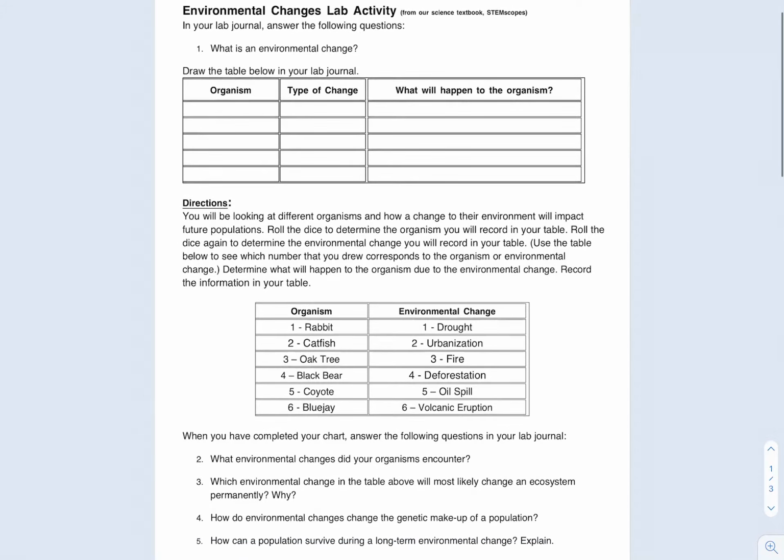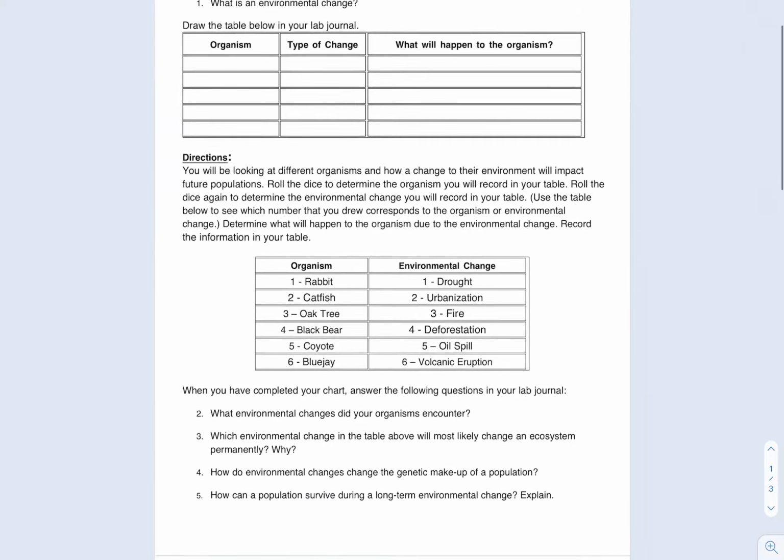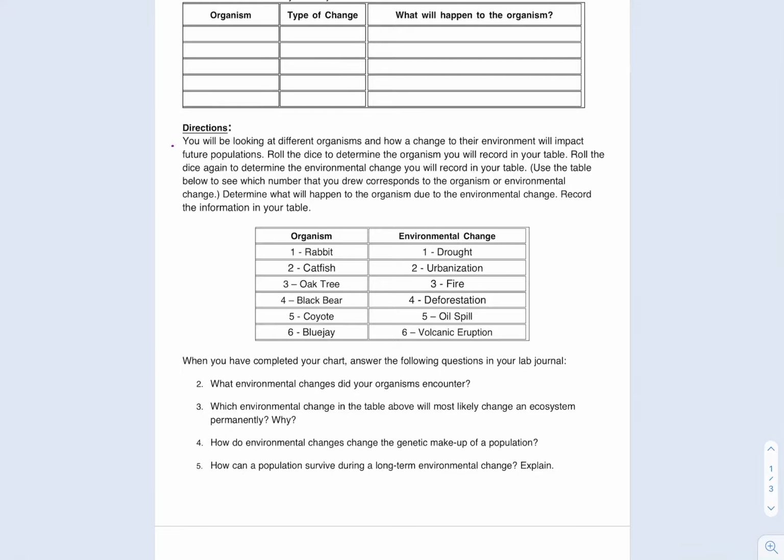You have this document here, this page I copied and pasted into your science notebook. In the notebook, you're able to type in and fill in certain things. I'm going to be writing on this document, but you can type into yours and you're good to go. The way this works is that you're looking at different organisms and how the change in their environment will impact their future populations.